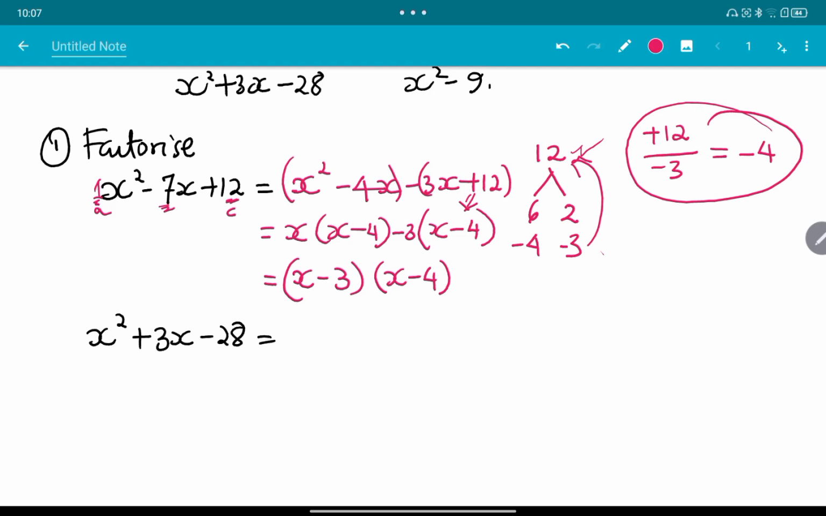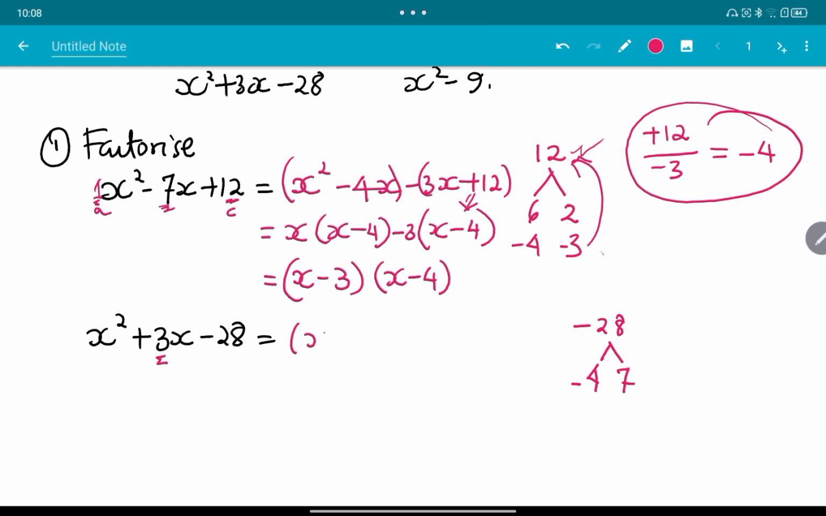At this point, since I know a is 1 and my c is negative 28, when I multiply them I still have negative 28. Then I look for the factors of negative 28 that will give me positive 3 when I add. First of all, the factors of 28 are 4 and 7. What do I need to do to these two to give positive 3? That means I need to subtract 4 from 7, and when I multiply, I'm still getting negative 28.